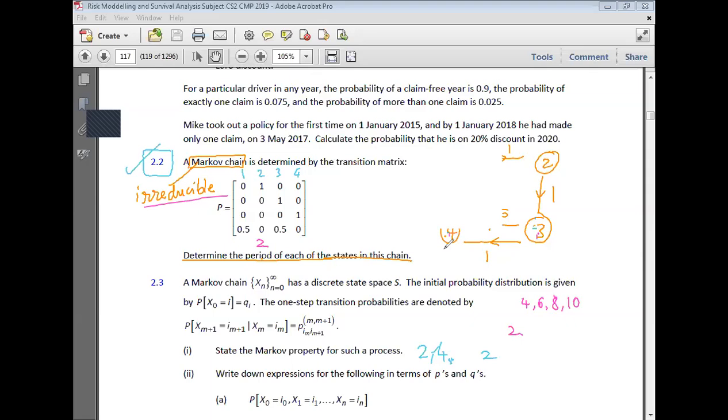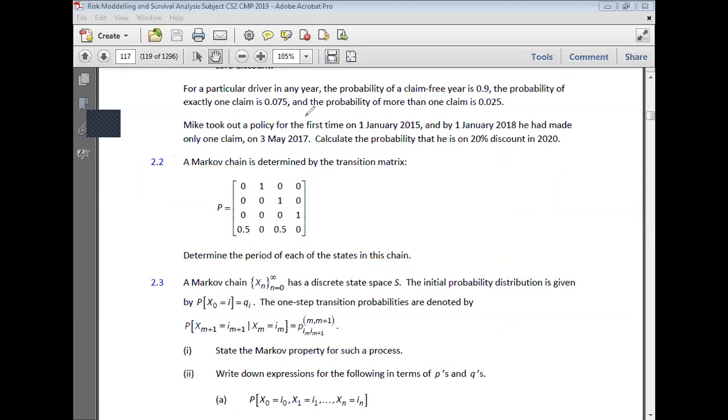And again, because we have this fact already established that if a Markov chain is irreducible, then the periods of all the states in that Markov chain are the same. Understood. So that is why it's going to be 2 anyways. You don't have to do that calculation. So any doubts, anyone? Okay. So let me move to the next question.